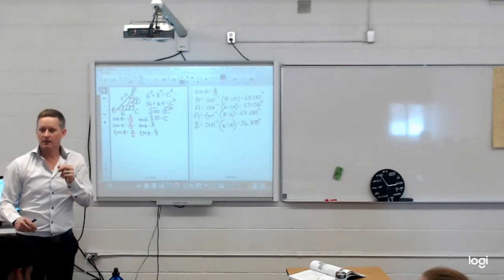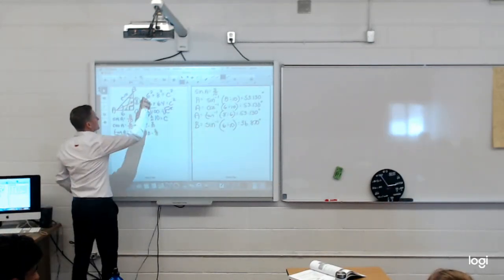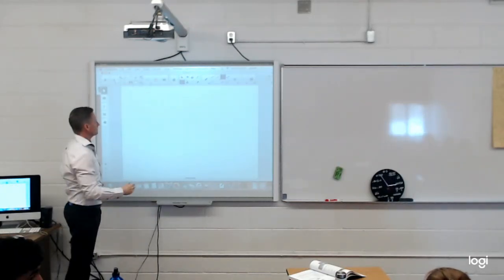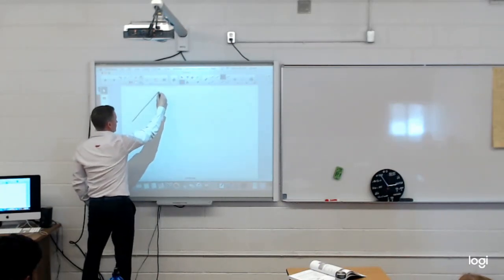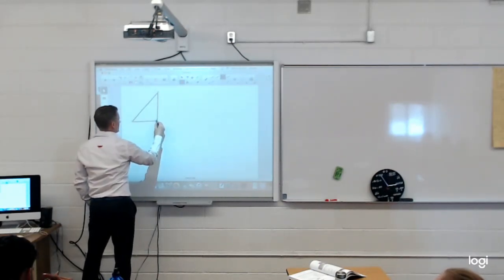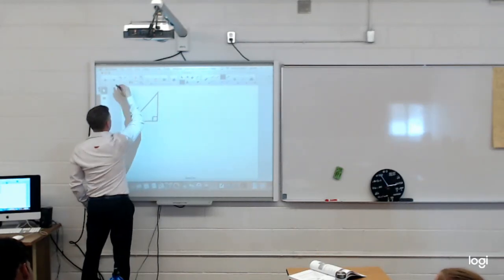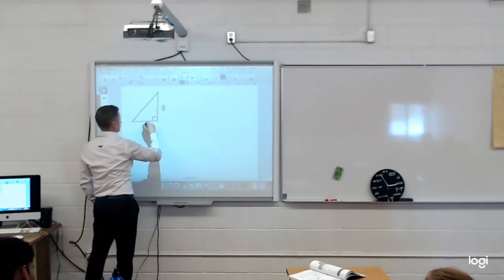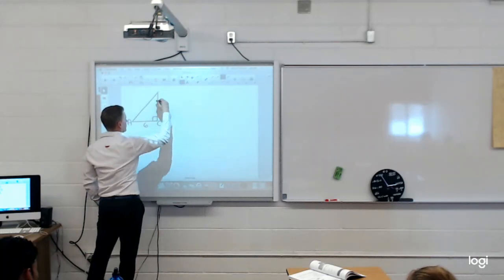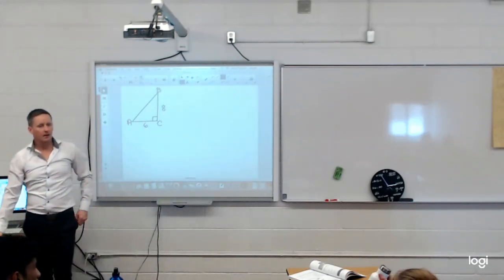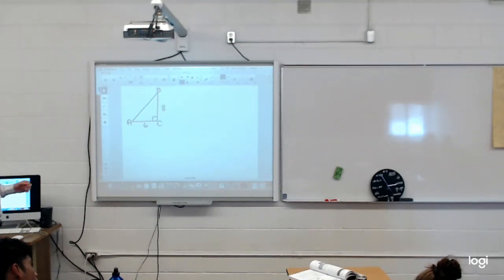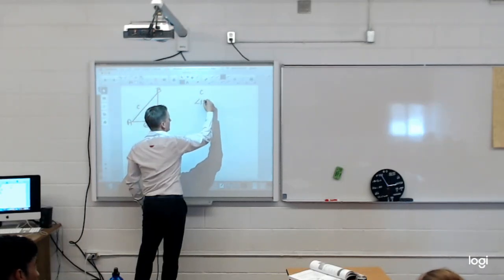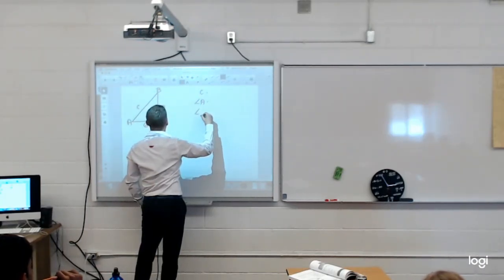Okay? So, all right. Now, I am going to answer Brooklyn's question by starting this whole thing over again. Here's the original question I gave you. 8, 10, and 6. This was the original question. Okay? So, I want to know side C. I want to know angle A. And I want to know angle B.